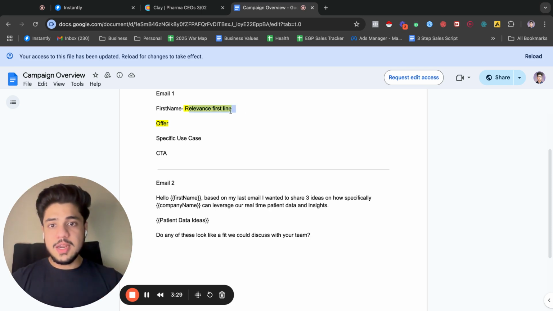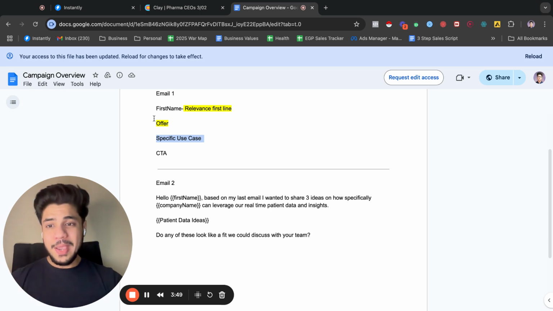The relevance-based first line and the specific use case are something where we would need AI's help. The offer and CTA are something that we can test on our end, but these would be staples that we can easily get via AI. I will also show you the workflow of how exactly we approach that.